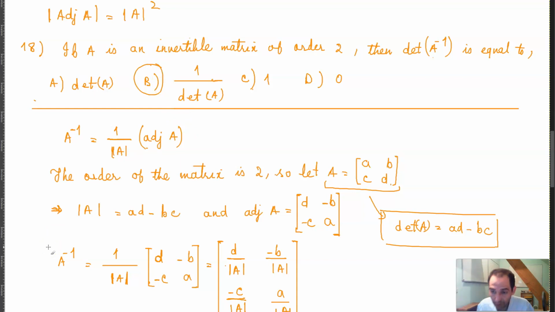Sometimes it's not really obvious, but if you're looking for something, you will see it. There are, of course, many different options that you can consider. Okay, so that was question number 18.